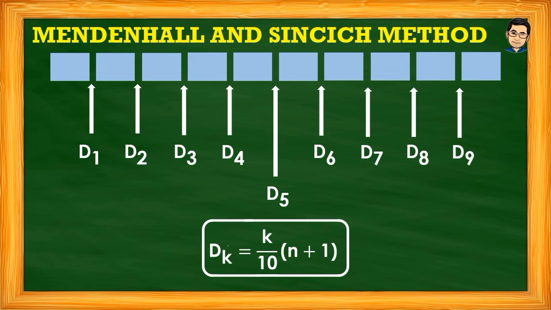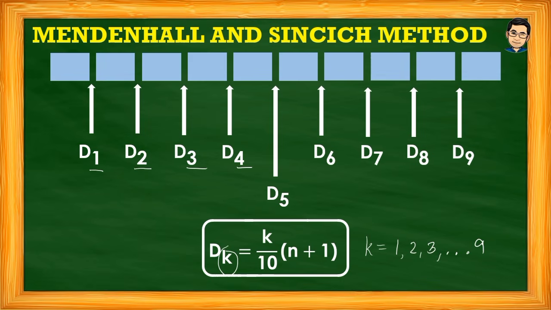The k there is the position we are looking for, like for example D sub 1, D sub 2, 3, 4, up to 9. So the value of k is only 1, 2, 3, up to 9. And why 10? Because these are deciles. For quartiles, it is 4. Then we have the quantity n plus 1, where n is still the number of observations, the total frequency. And the rule from quartiles is still applied here.